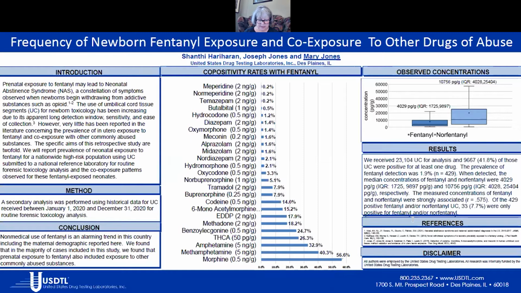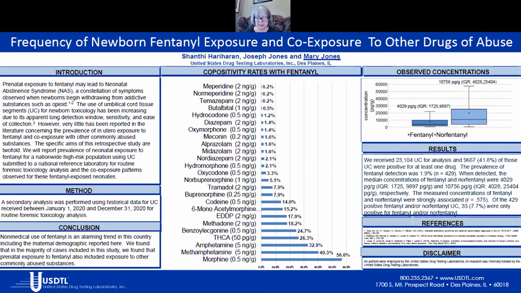So why is this topic important? Fentanyl exposure in utero can lead to neonatal abstinence syndrome, which is a constellation of symptoms that occurs after opiate withdrawal and other substances too, including fentanyl. In this poster, we report results of umbilical cord tests received at our laboratory.